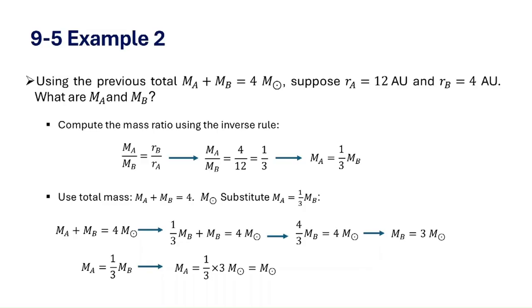So notice how this matches the figure we saw earlier. The more massive star, 3 times the solar mass, is closer to the center, and the lighter star, 1 solar mass, orbits farther out. So this completes the full process from observing orbits to calculating individual stellar masses.